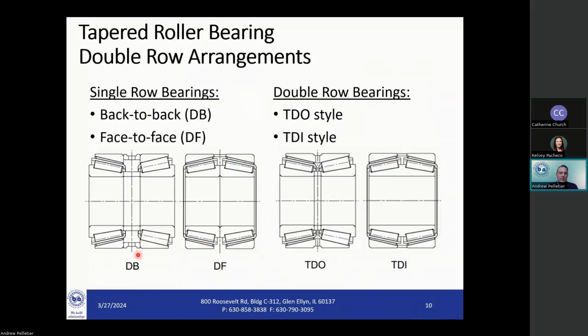The single row bearings have individual spacers between the cup and cone where you can adjust the preload or the bench end play or clearance of the particular unit. On the double row type bearings, we have commonly the TDO or the TDI. In this example, you see for the TDO, you have a double cup and single cones. On the TDI, it is the exact opposite with the double cone and individual cups. Again, the selection is based on your particular application.